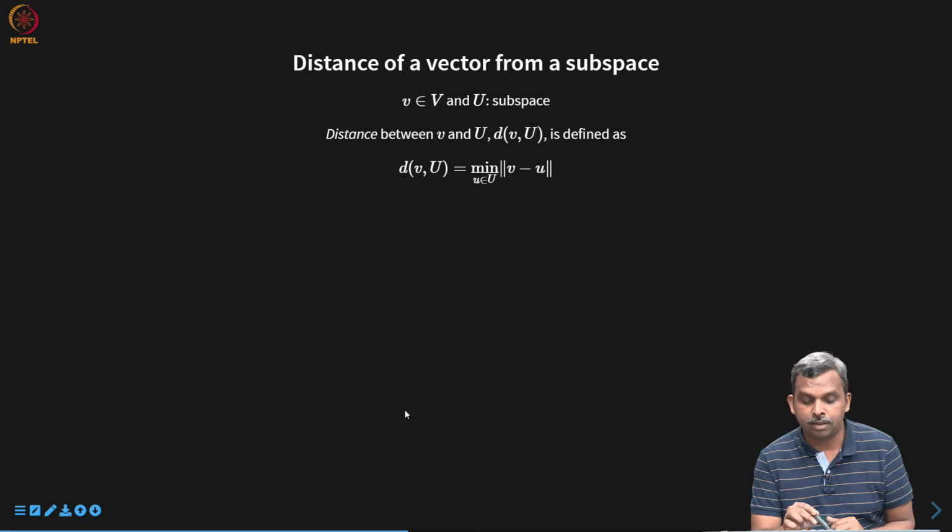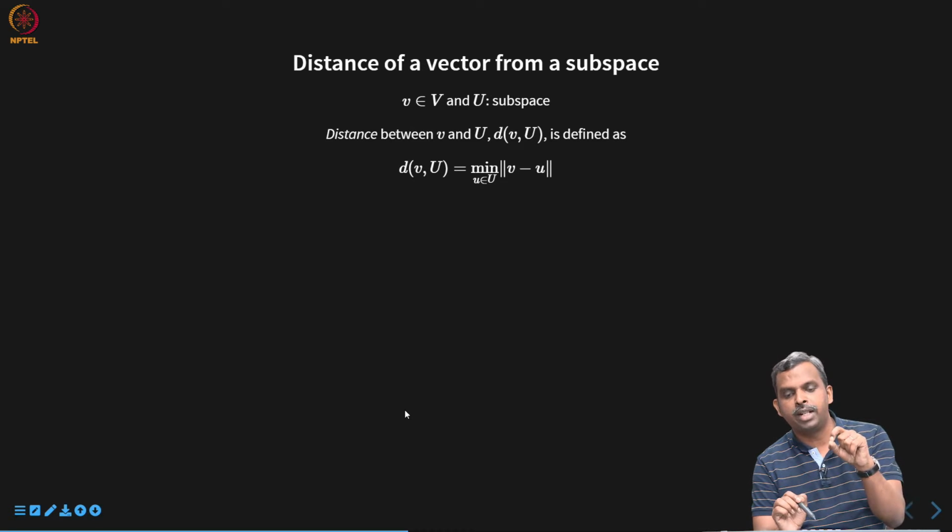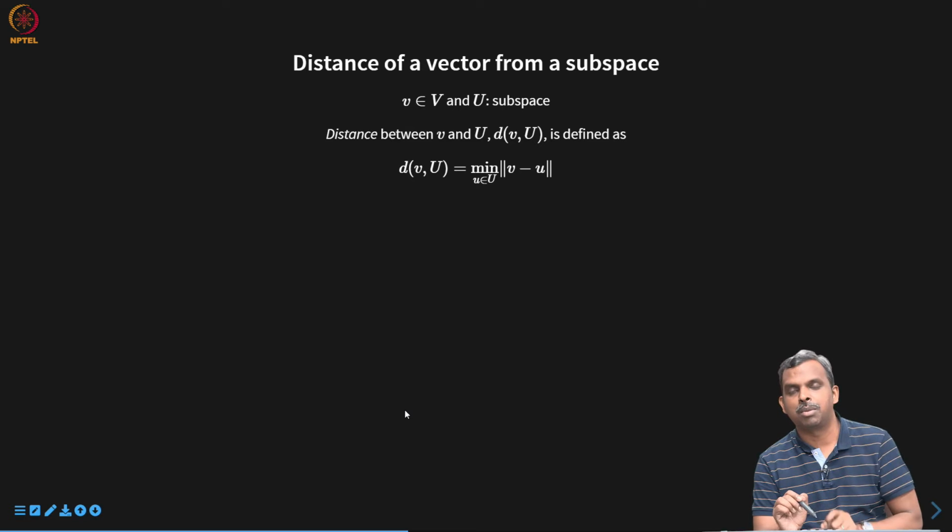You have a vector V in an inner product space, and U is a subspace. I want to think of a distance between V and U, and I'm going to define it in this fashion: the norm of V minus U, and I will minimize it over all U in the subspace. This is a good picture to keep in mind. You have a subspace, which is a set of many vectors, and you have a vector V. You go through every point in the subspace and try to find that point which is closest to V in some sense, and then you take that distance as the distance from the point to the subspace.